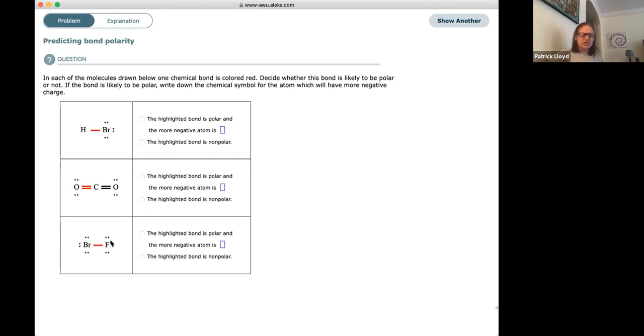These two, big difference here too. Bromine 2.8, fluorine 4.0. That's a difference of 1.2. So that's going to be a polar bond, right? And the fluorine is the electronegative one, the one with the higher value. So that's going to be the negative end. Okay. So polar molecule, polar bond.